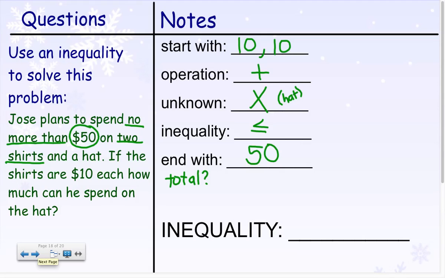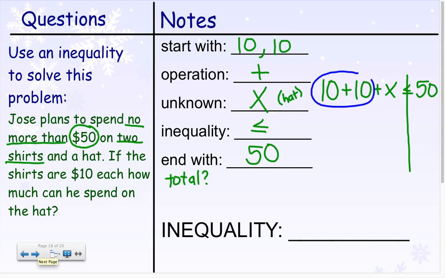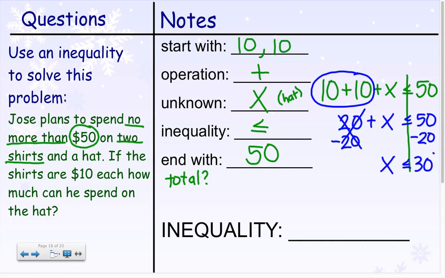So this we're going to set up just like the last one. 10 plus 10 plus the price of the hat has to be less than or equal to $50. I have some same side like terms, so I can combine those. 20 plus x is less than or equal to 50. Subtract 20 on both sides. And I've got x is less than or equal to 30. So that means Jose can spend $30 or less on the hat.